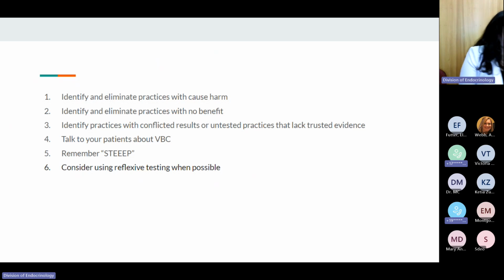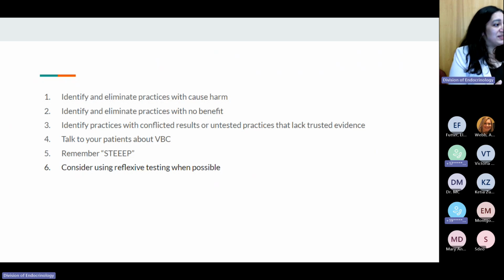Talk to your patients about value-based care. Including them in the discussion is important, I think, especially helping them to understand why you may or may not recommend certain things. Remember that STEEP acronym. Remember what high value care should look like: safe, timely, efficient, equitable, patient-centered. I lost an E in there.